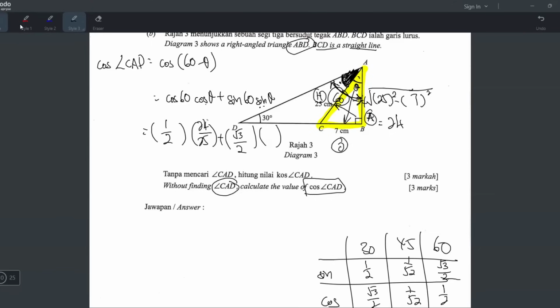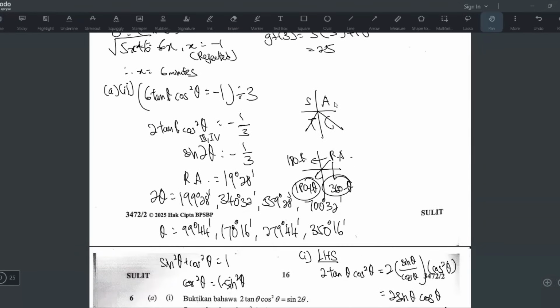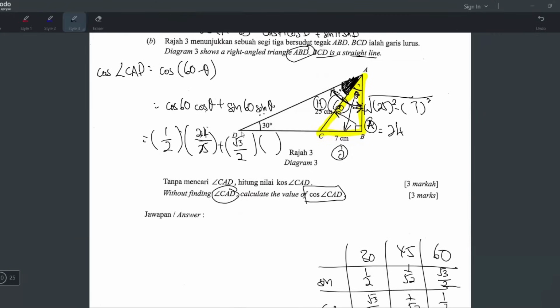But wait, hold on. After you write this, you have to double check one thing. Positive or negative? Positive. Why positive? Because your theta is in the first quadrant, and when you do cos in the first quadrant, it is positive. Yeah, in the first quadrant all are positive. But you have to check, because sometimes you have to put negative, when your theta is not in the first quadrant.